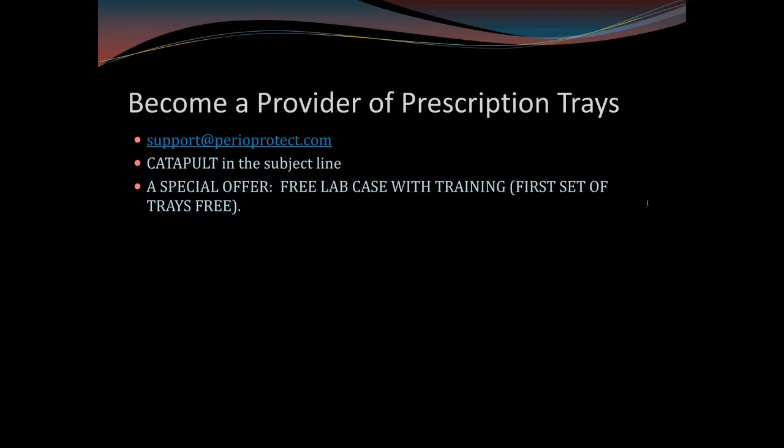How to make the PerioTray? You can either scan or take impressions and send either the impressions or stone models in, along with the patient's periodontal probing, to the PerioProtect lab. And you can get all this information at support@perioprotect.com, and they'll walk you through that with a getting started webinar if you want. Is the tray made in the lab? Yes.